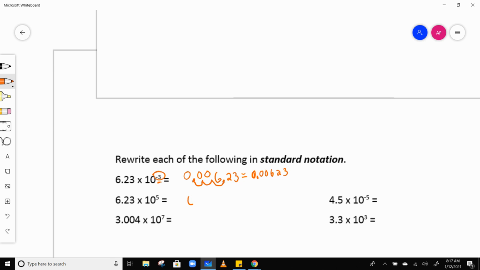Okay, and then this one here, 6.23, and it's times 10 to the 5th. This is a positive, so it's going to get bigger than 1. So I have to move the decimal so that the number gets bigger. So move it to the right. 1, 2, 3, 4, 5. And then all these little loops, 1, 2, 3, I fill in zeros. So 6, 2, 3, 1, 2, 3. Okay, try the other 3 real quick.